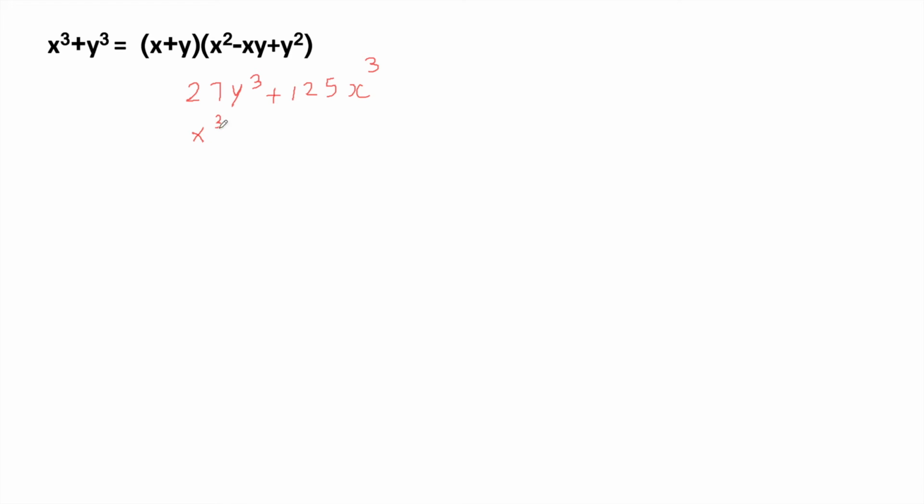First x cube. Our x cube here it is 27y cube. So we can write it as 3y the whole cube. So what will be the x here? X is 3y. Y cube here it is 125x cube. That means 5x the whole cube, and y here it is 5x. X and y we got. Now we should find out the x square, xy, y square.